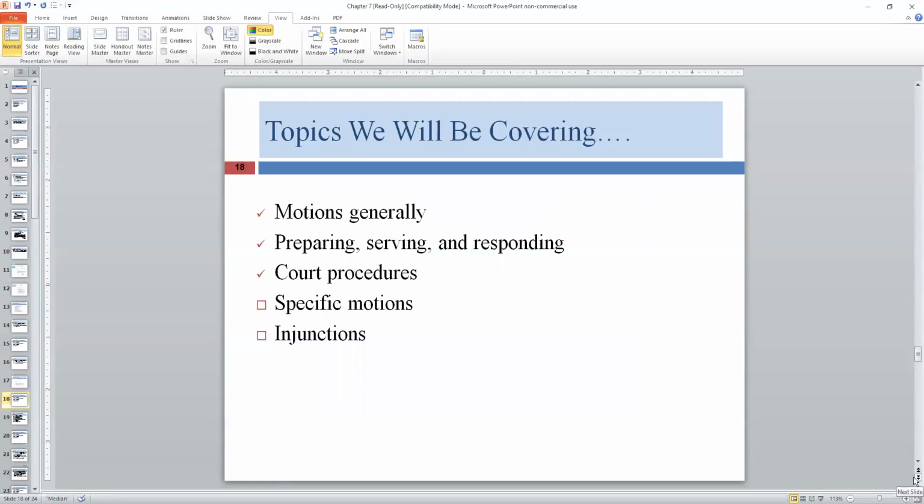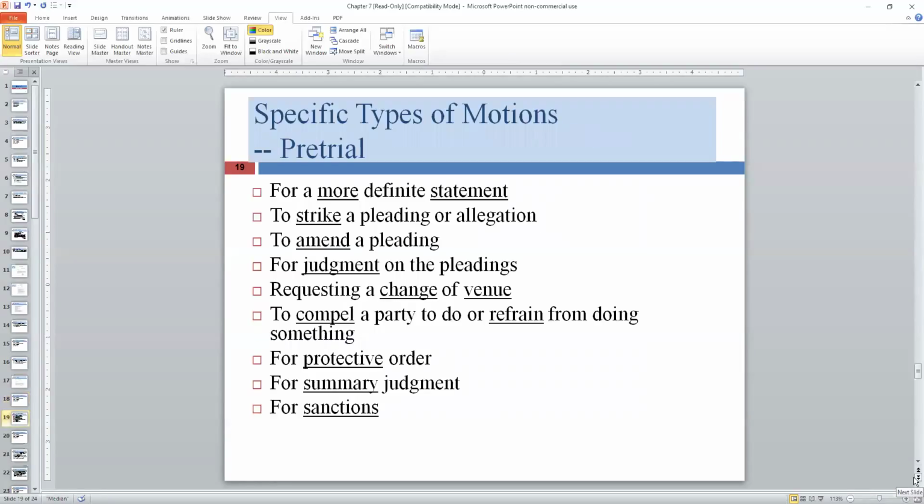So now let's talk about some examples of specific motions. This is a list of common and really important motions, but of course, there are so many different things that can happen in trial. There's no way to anticipate every single motion that can be filed. And litigants can come up with their own motions, things that haven't ever been done before.